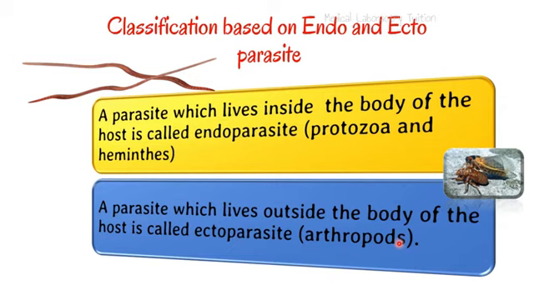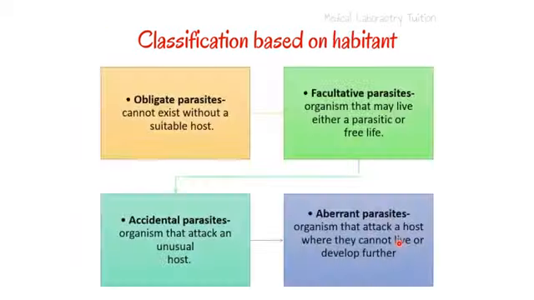So these are the ectoparasites, they live outside the body. Another, we have a classification based on habitat, so where they live. First one is obligate parasite. Obligate means compulsory. So these parasites necessarily require a host for their life cycle.